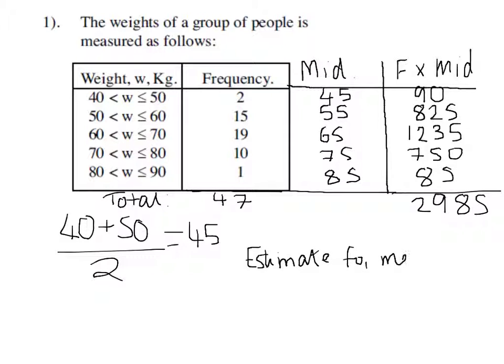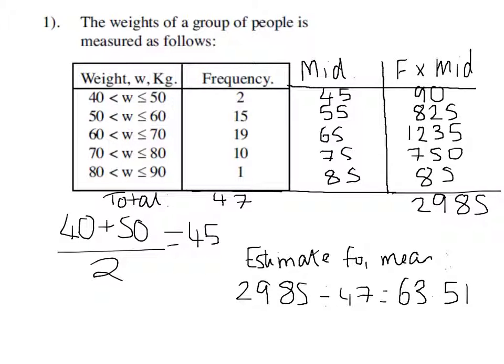Your final step then, for your final estimate for the mean, you're going to do this number divided by this number, and it's always that way round, so make sure you don't do this number divided by this number. You should see that your final answer should make sense. So if I do 2,985 divided by 47, I get 63.51063, etc. So if I round it to 2 decimal places, I get 63.51.